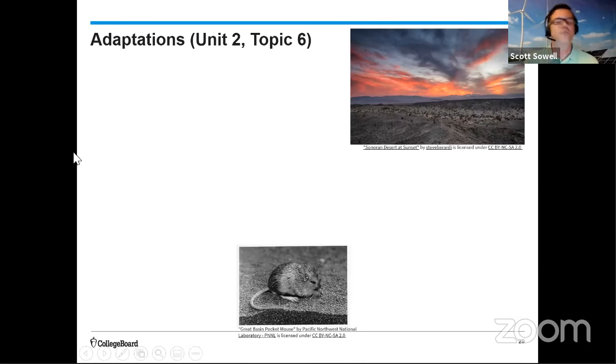So we're going to move away from the wildebeest a little bit and look at another animal, the rock pocket mouse.